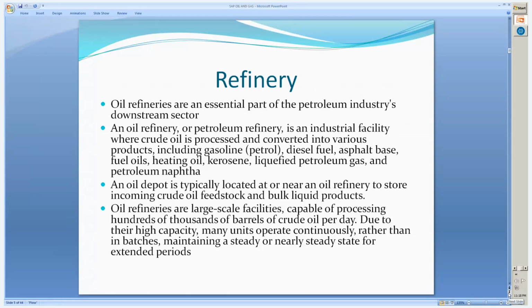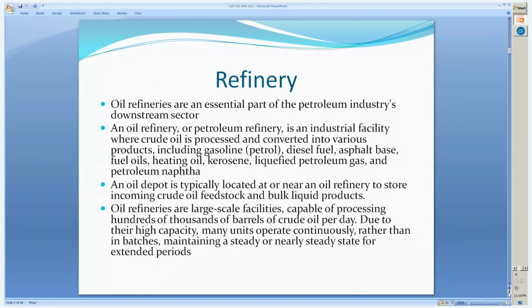Now, in the petroleum industry, in the downstream sector, oil refineries are the most crucial manufacturing sector. It is where the crude oil is processed into various end products, which include gasoline, also called petrol, diesel fuel, asphalt base, oils, fuel oils, and heating oil. So a large number of products are manufactured in the refinery companies, something like 150 plus products. But among them, gasoline and diesel fuel are the most important, crucial products.